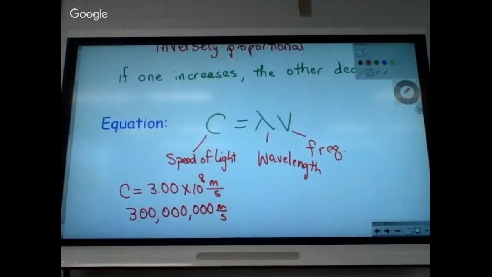All right. Everybody got it? That's the unit, meters per second. So we need to memorize that c equals 3.00 times 10 to the 8th meters per second. You need to memorize the equation and the speed of light. Neither of those things are on your reference table.